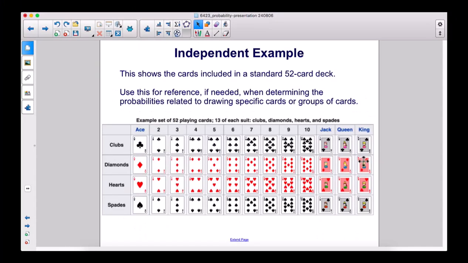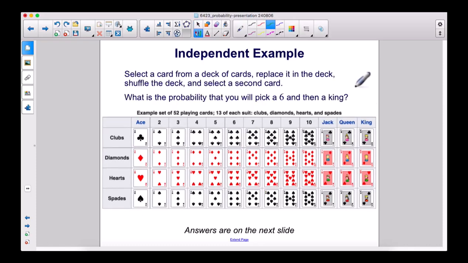This shows the cards included in a standard 52 card deck. We're going to use this for reference when determining the probabilities related to drawing specific cards or groups of cards. Select a card from a deck of cards, then replace it in the deck, shuffle the deck, and select a second card. What is the probability that you will pick a 6 and then a king?